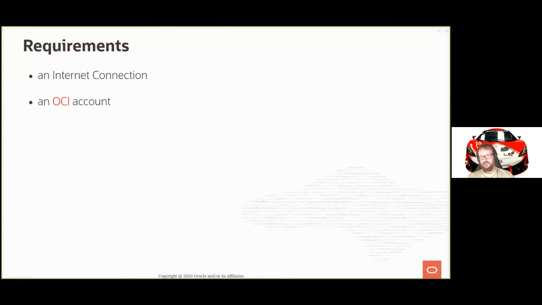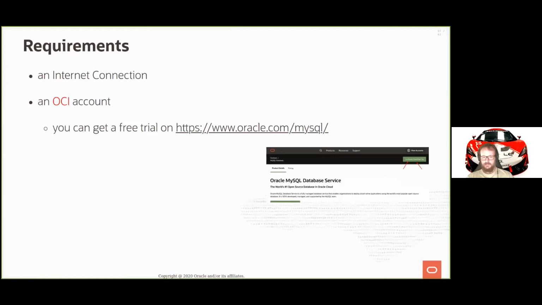We need an OCI account, and for the moment, you can get a free trial if you go on oracle.com/MySQL, the green button, click on it, and you get a free trial. That's it. You don't need anything else. So internet and an account in OCI, and you can deploy WordPress and create your blog there in OCI.